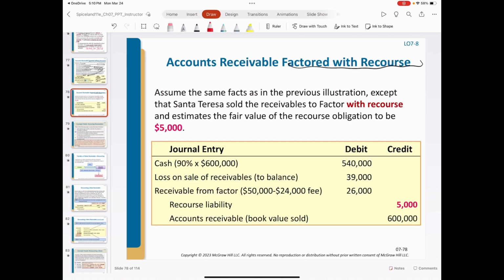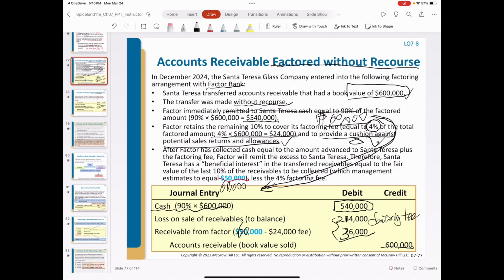Keep the original assumption, the residual estimate value of receivable is still $50,000. Subtract the fee, that's the cushion. And the loss now has three components: $24,000 fee, $10,000 reduction in the value of accounts receivable, plus $5,000 additional. That's a recourse loss from the recourse. Here, actually, we just increase the loss by the amount of recourse and credit the recourse liability. See, all these two journal entries we made on behalf of Santa Teresa.